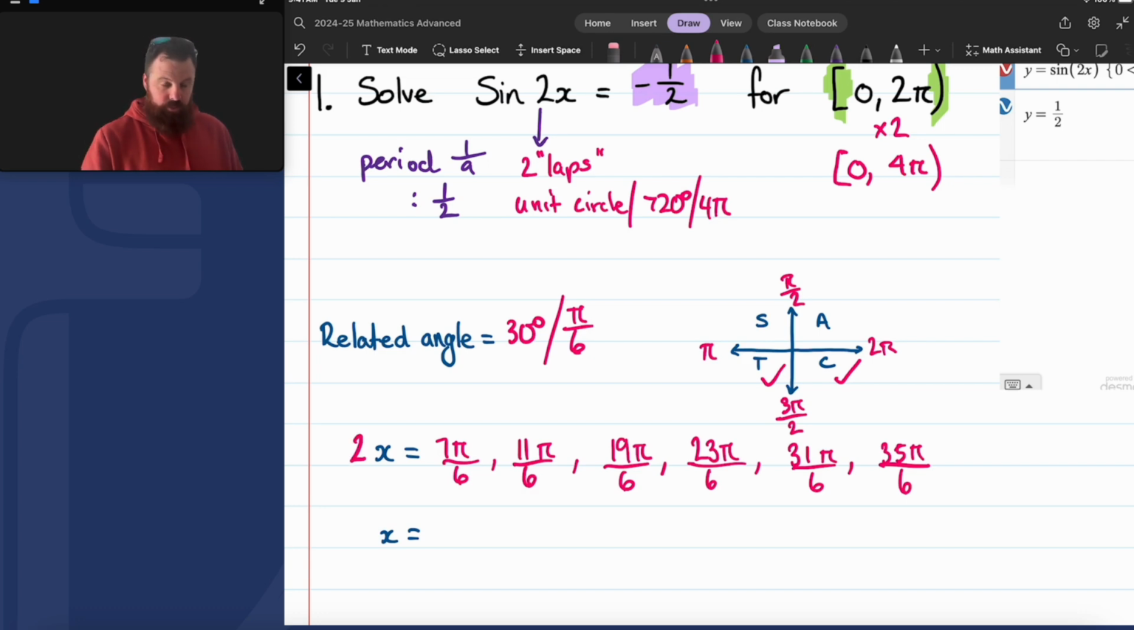These were the solutions when I was dealing with 2x. Remember how I said we're going to ignore it, we're going to deal with it as if it was fully stretched out?